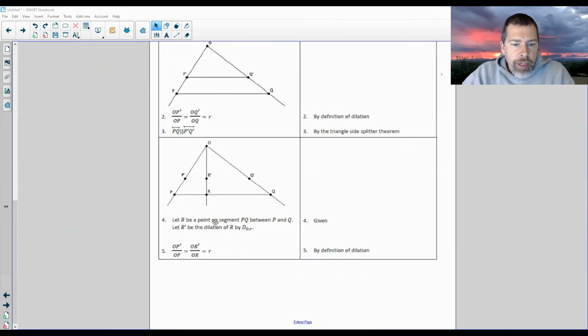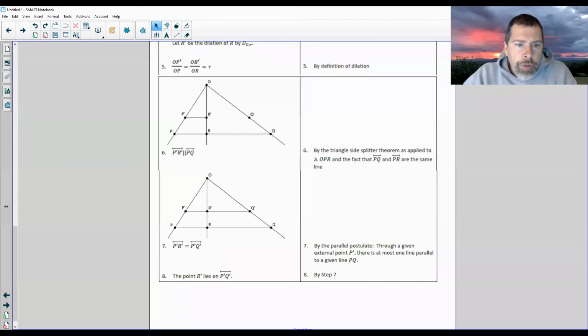Number 4, let R be a point on segment PQ. R is on PQ. Let R prime be the dilation of R by D, dilation, center O, scale factor R, given. Then we can say that OP prime over OP equals OR prime over OR, which equals R. That is the definition of dilation. Okay, so now we go on to step 6. So now we have R prime here, R here.